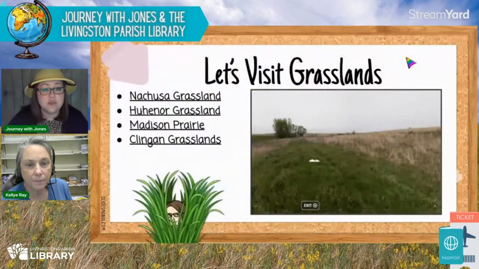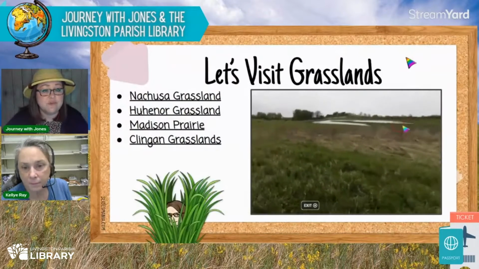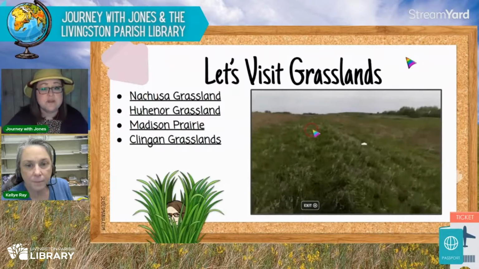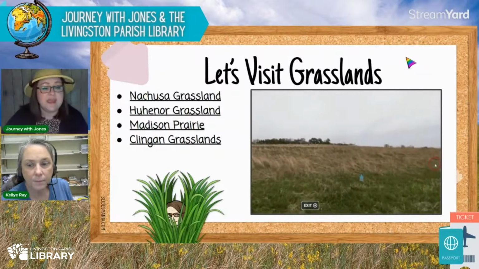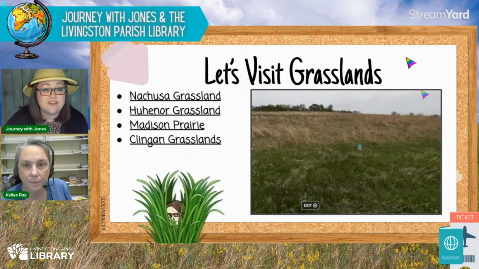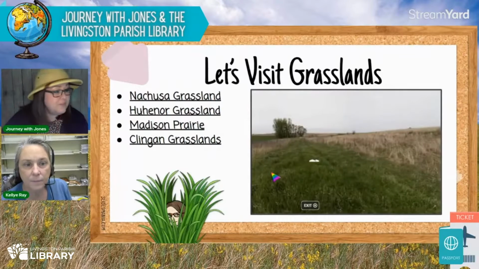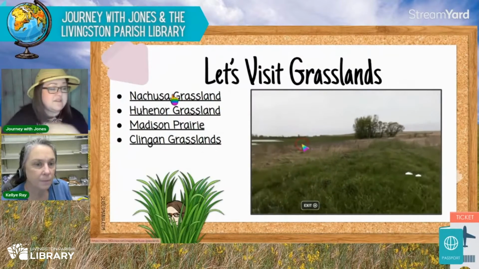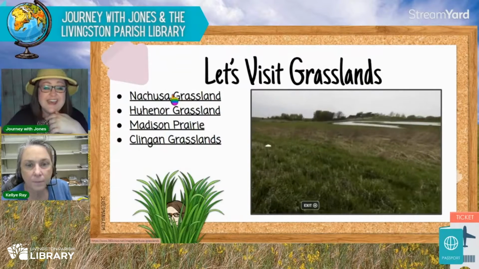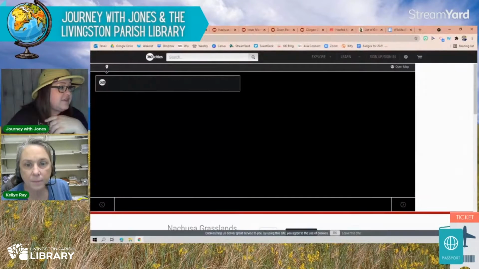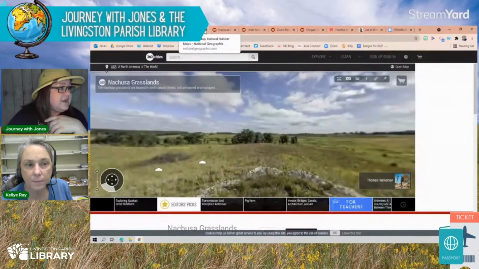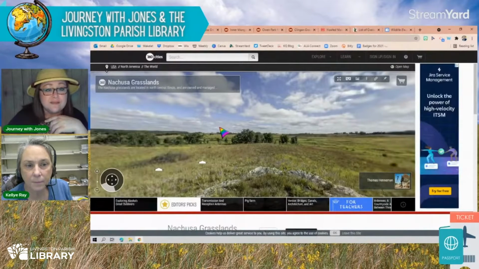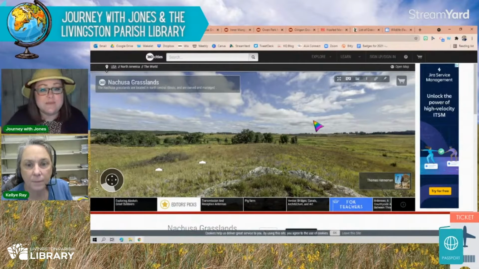Now, we are going to look at several places in virtual reality. We're going to visit several different grasslands. And I am very horrible at pronunciation, so I'm pretty sure you pronounce this Nachusa. I have no idea. All right, so the first place we're going to look at is the Nachusa grassland. Now, we're looking at a website called 360cities.net. And the cool thing about this website is that there is a VR option.